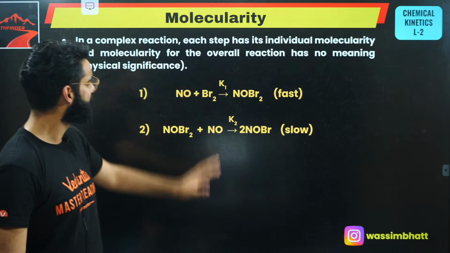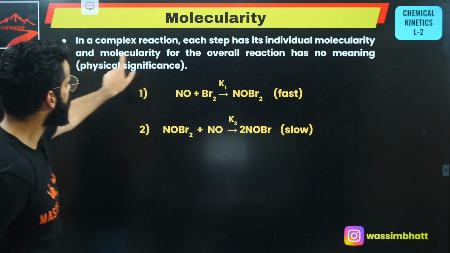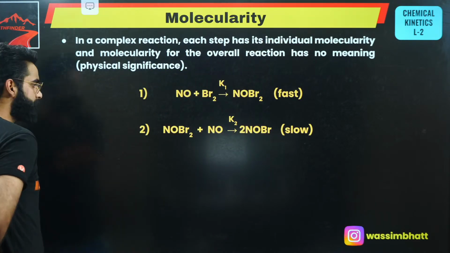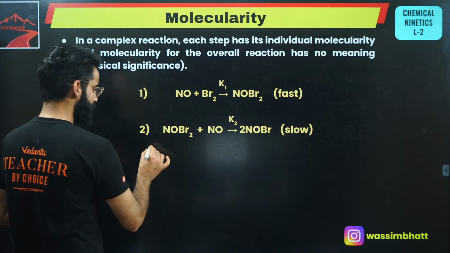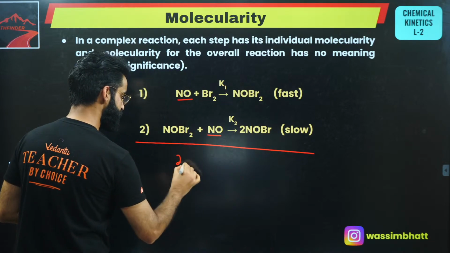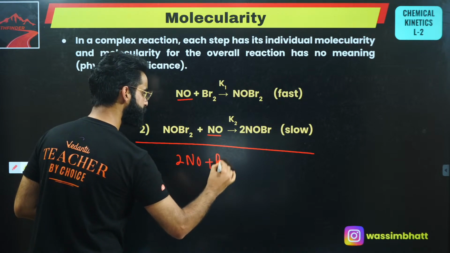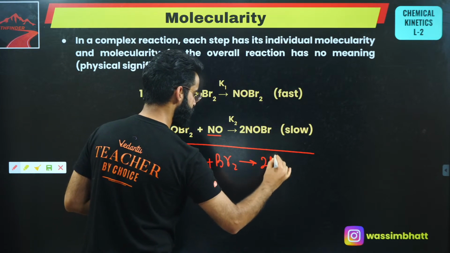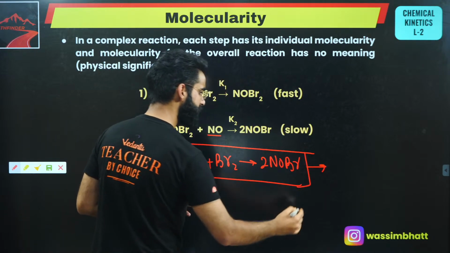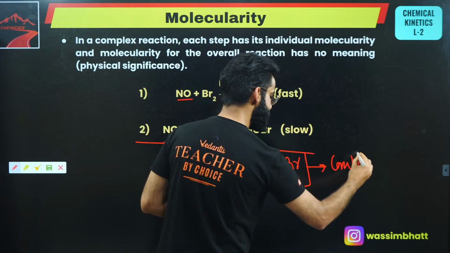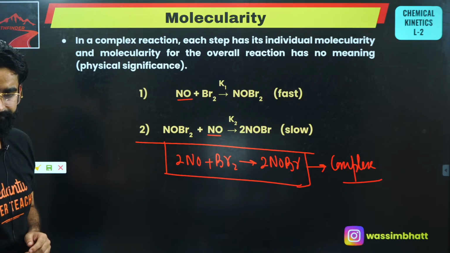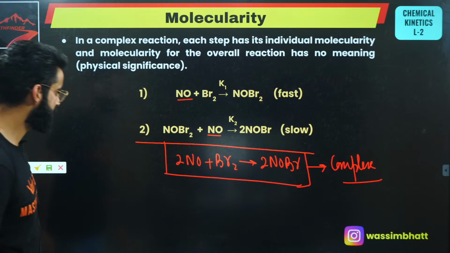Now look here, understand properly. In a complex reaction, each step has its individual molecularity. If I add these two reactions, what net reaction do I get? NO plus NO becomes 2 NO plus Br2, which gives 2 NOBr. This is the net reaction after adding the first two reactions, so I'm calling this reaction a complex reaction.